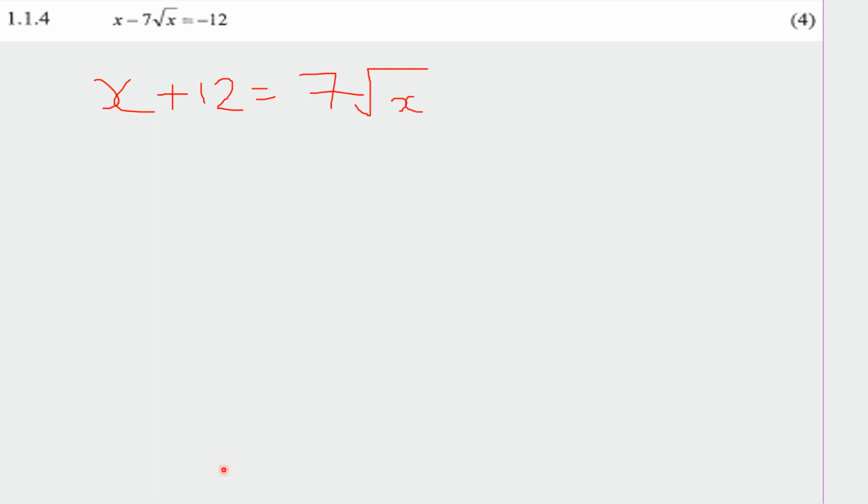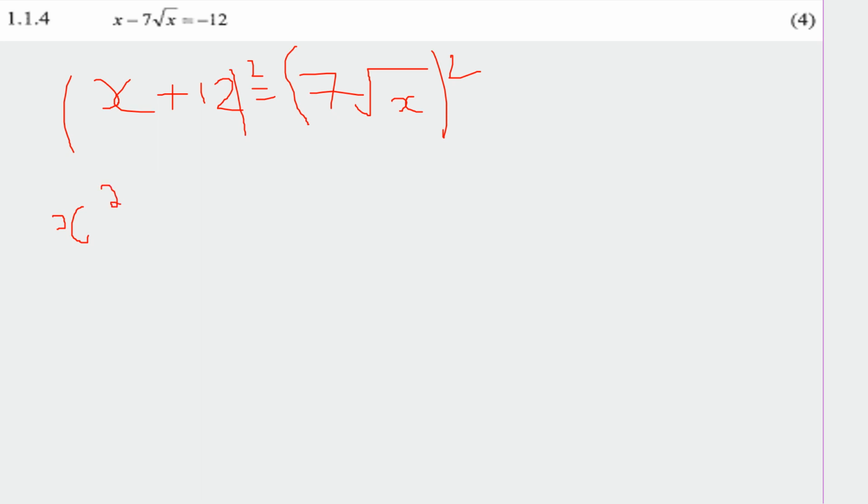So now that you have the square root of x as one entity on either the left or right side, you can square everything. When you square everything, you also square everything on this side. Remember, when you square on this side, the first term is going to be x squared.